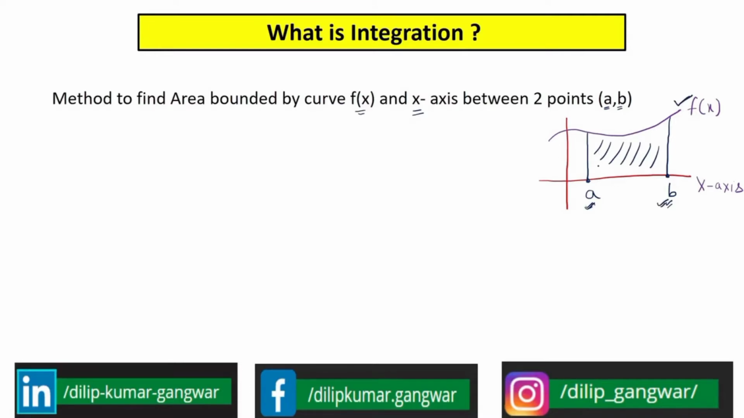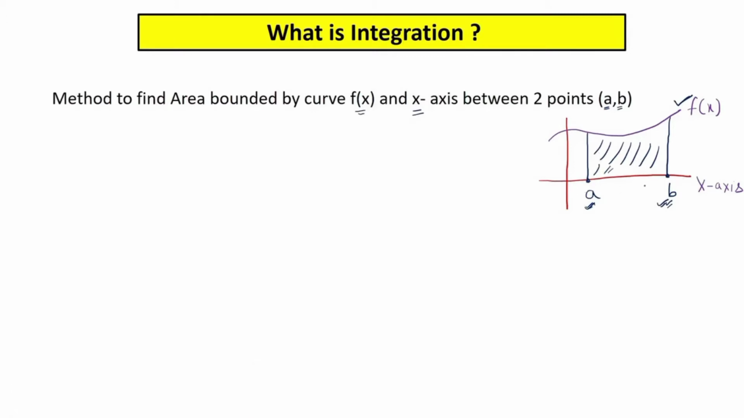It gives us the area between the curve f(x) and the x-axis between the 2 points, and it is denoted this way: the integration of f(x) between A and B.